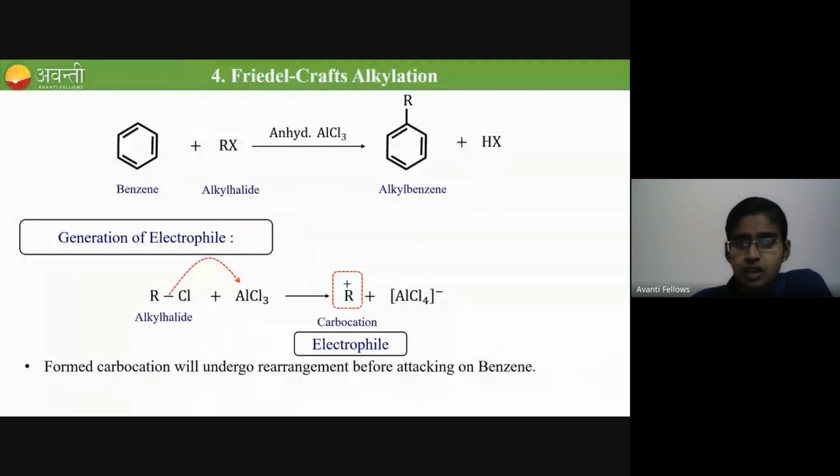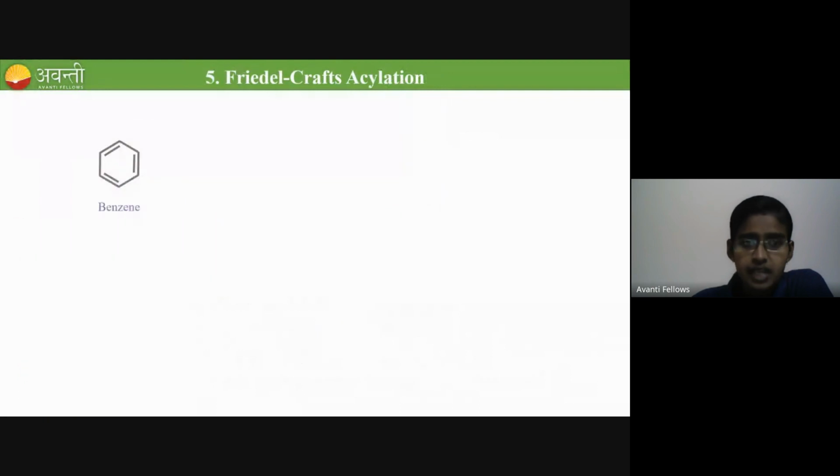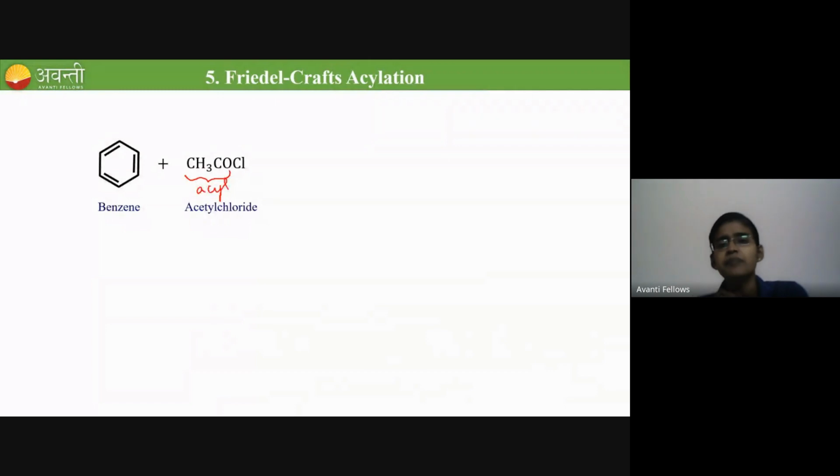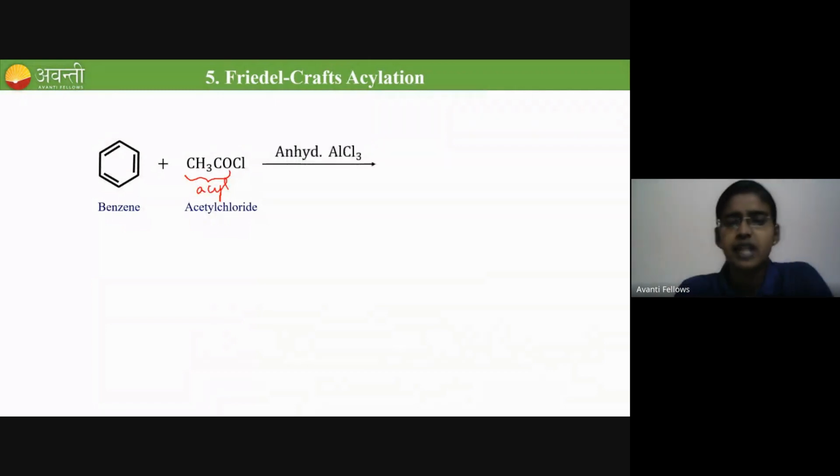Now coming to the fifth reaction, Friedel-Crafts acylation, we have to take the benzene. Instead of alkyl halide, take acyl halide. Now what is the formula for acyl halide? CH3CO. The CH3CO group is called the acyl group, or acetyl group. Both are the same. Acyl chloride or acetyl chloride, both are the same. It is treated with anhydrous AlCl3 again. Now these are the acylating agent.